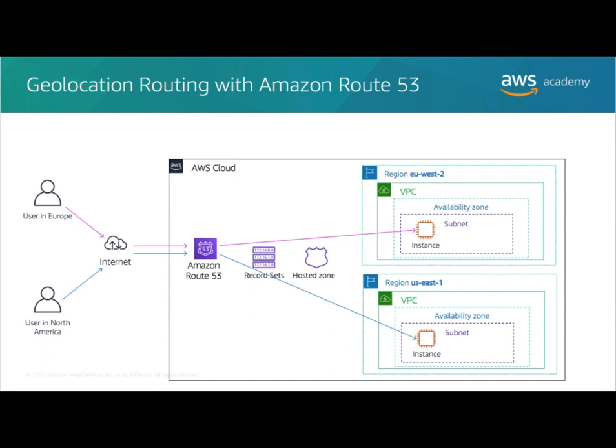This will allow us to localize the content. For example, the currency will display in British pounds on the London website and in US dollars on the Virginia site. So now that we understand the design, let's take a look at how this setup can be accomplished in the AWS Management Console.